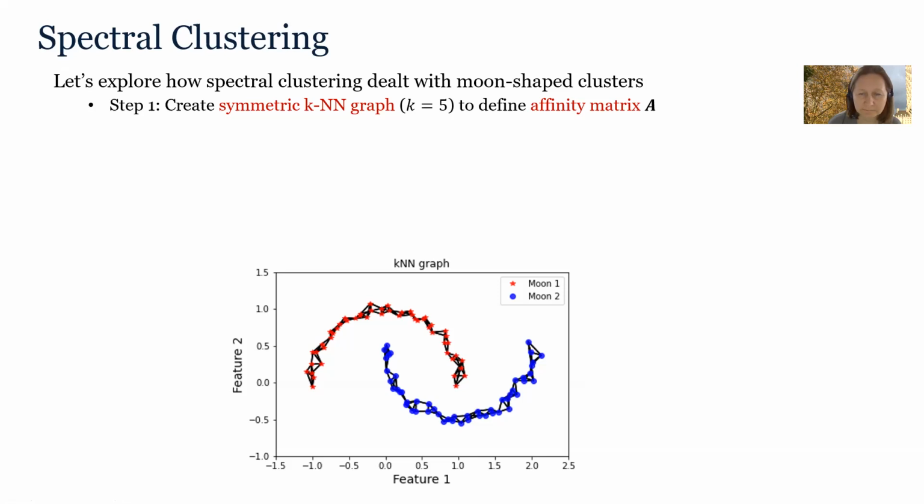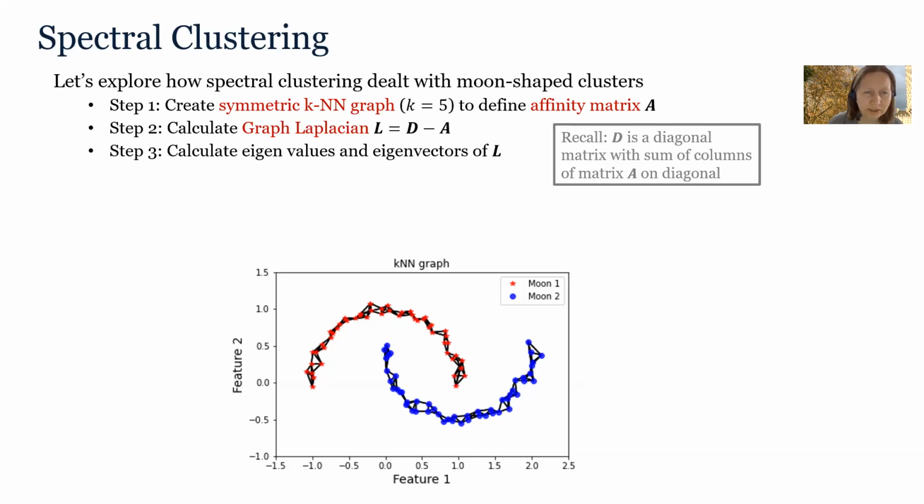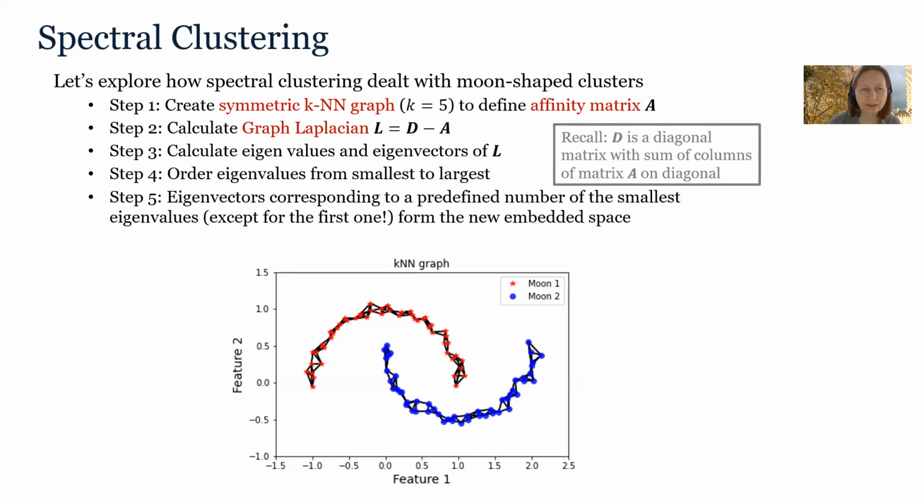Then what follows, we calculate the graph Laplacian and its eigenvalues and eigenvectors. Then we order the eigenvalues from smallest to largest, and the eigenvectors corresponding to a predefined number of smallest eigenvalues, except for the first one, will form the new embedded space. The final step is to perform K-means clustering on the embedded space.